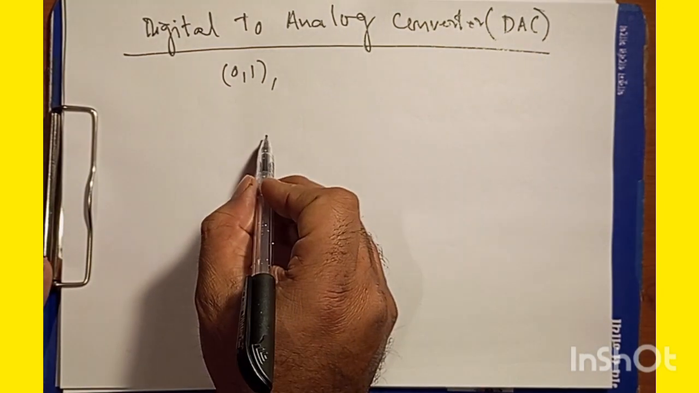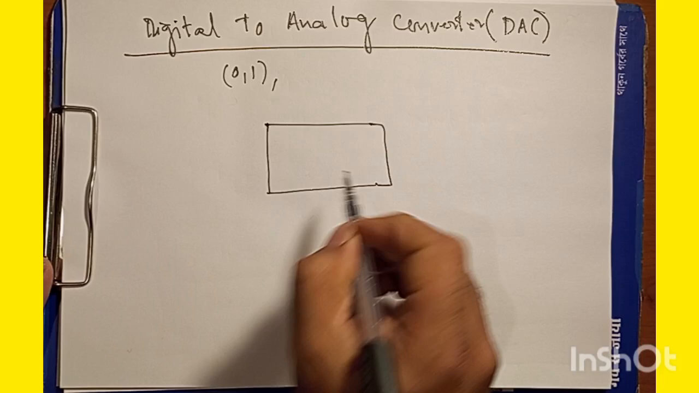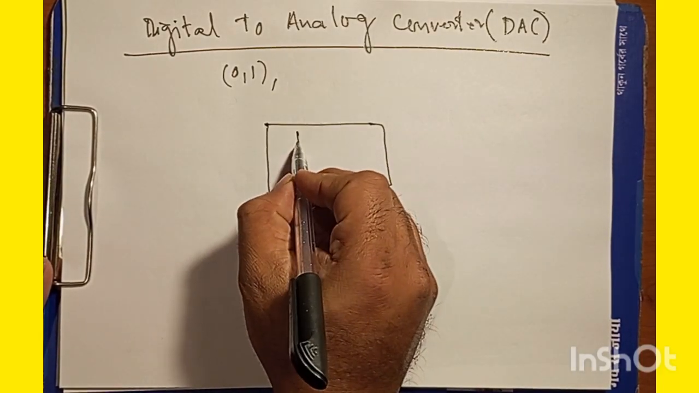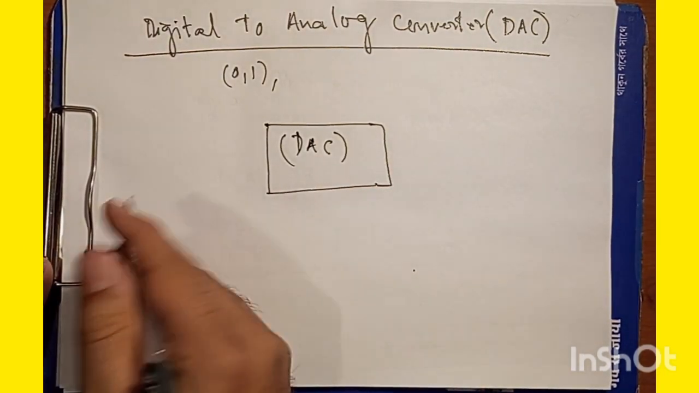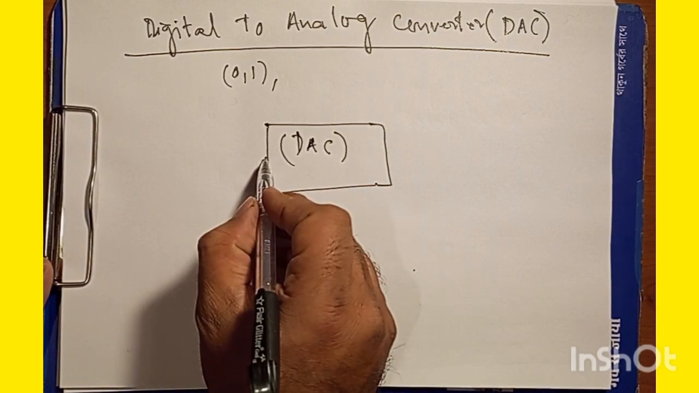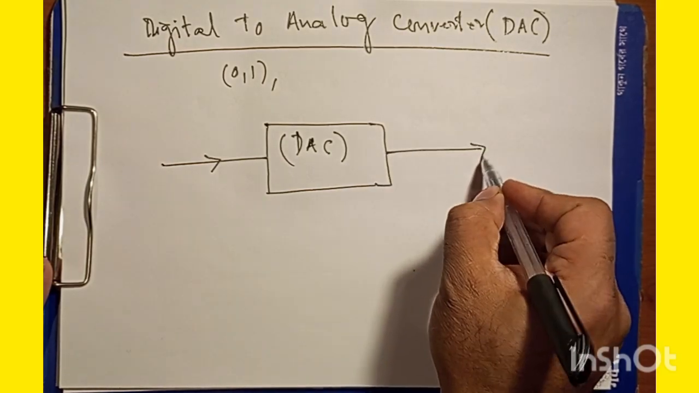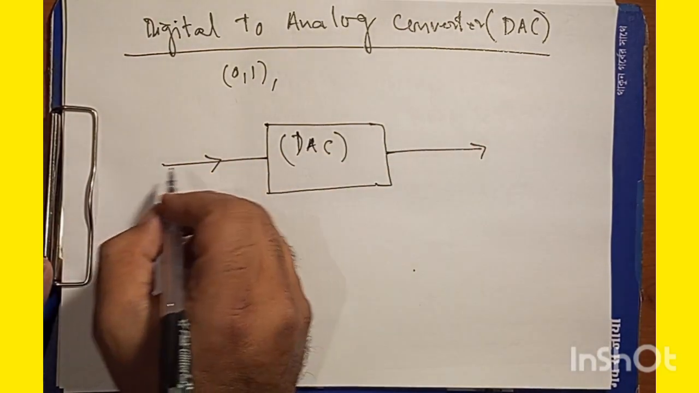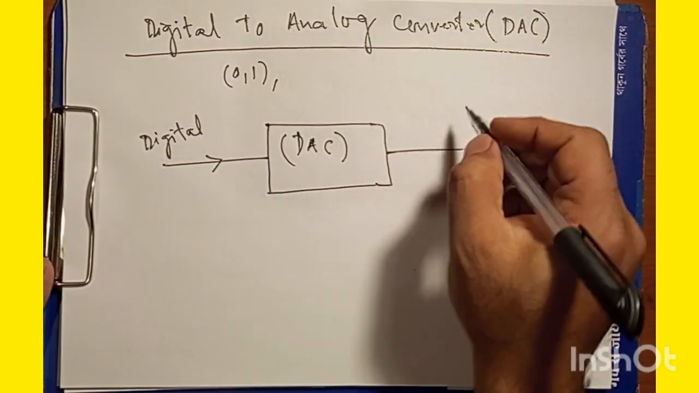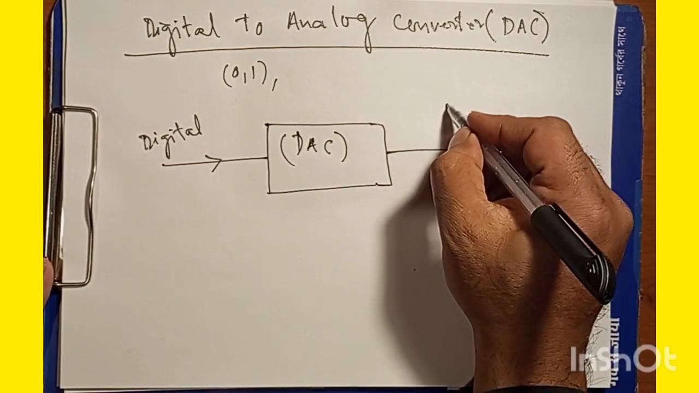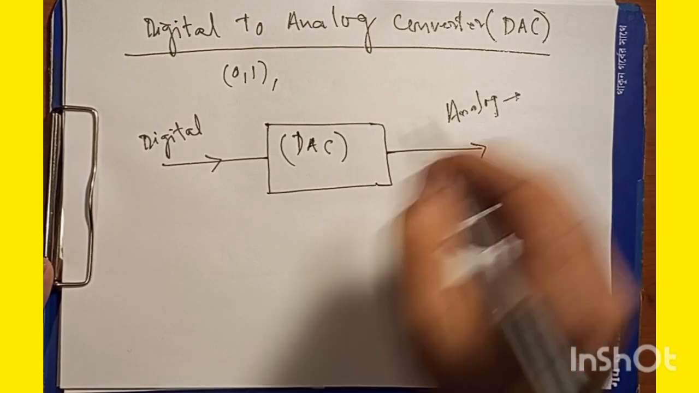So if I have to symbolize it, this will be the right way to do it. Here we have a DAC, and DAC is digital to analog converter, and we have input for it, and we have output. So input is digital, that's an important thing, and the output is analog. Output is analog in nature.